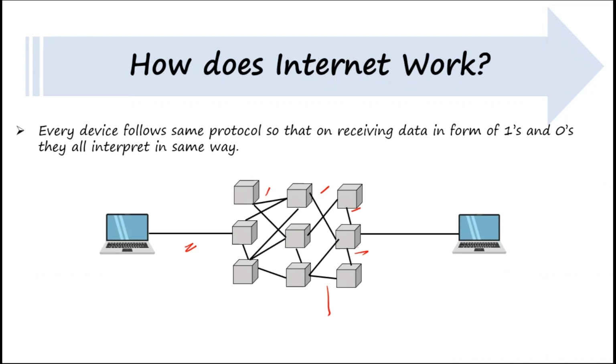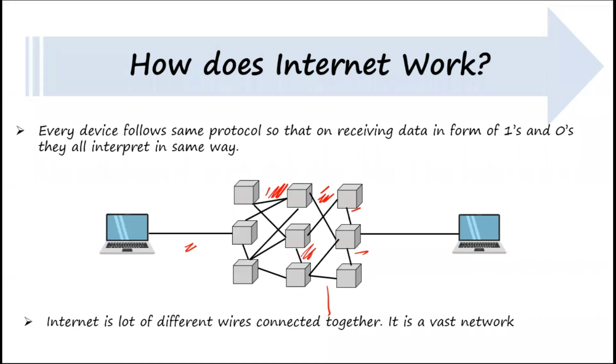So coming back to the session, where were we? It's not a single wire. Internet is not one wire. It is a lot of different wires put together. Some of these wires may be radio waves, for instance, this could be a radio wave. This could be an electric wave. This could be fiber optics. So all different wires connected together, a vast network of wires connected in different ways.